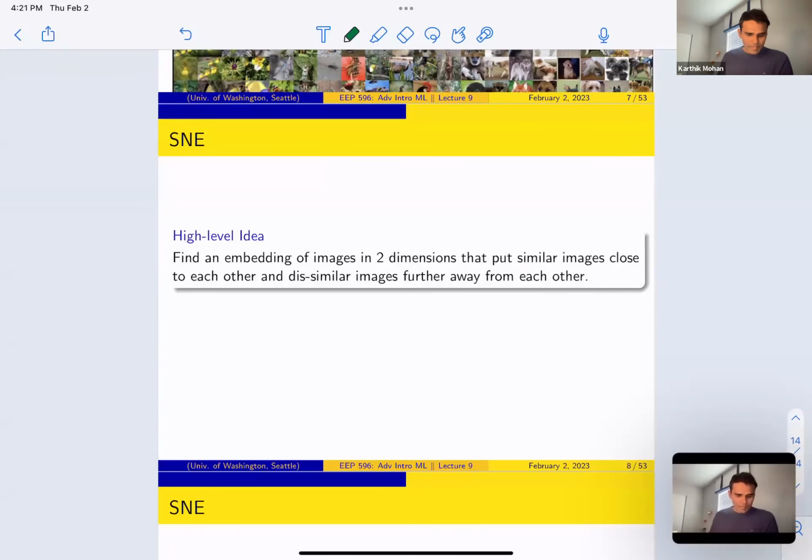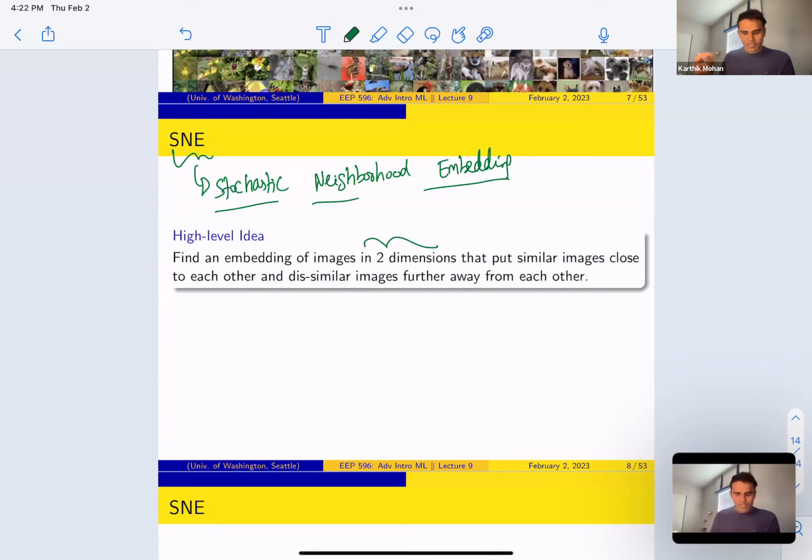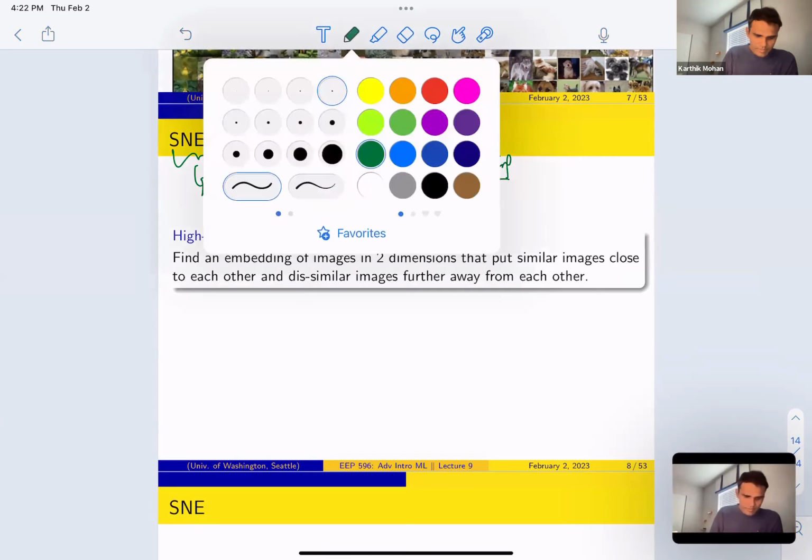Okay, so SNE stands for Stochastic Neighborhood Embedding. So the high-level idea is you take images or words or any set of data, and that could be in high dimension, but put it down to 2 dimensions, so that objects that are similar are placed in the same area of the grid, and objects that are farther from each other are in different parts of the grid, right? So there are 3 things here. So let's just parse this.